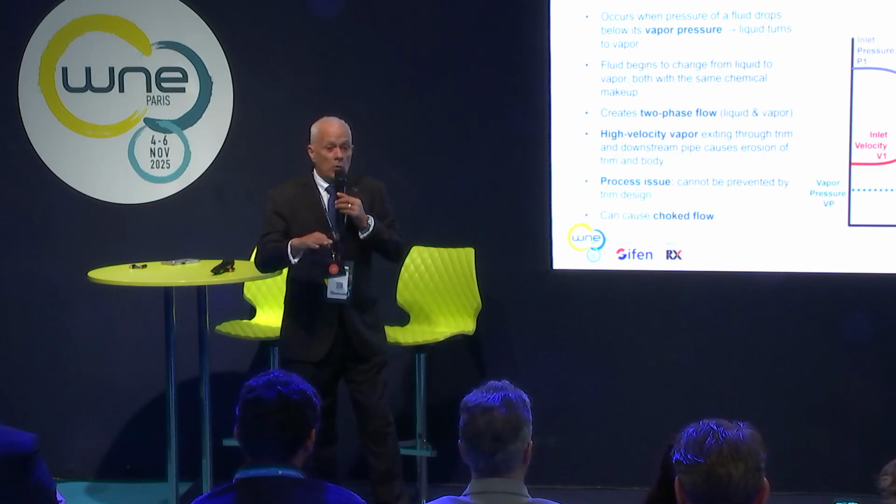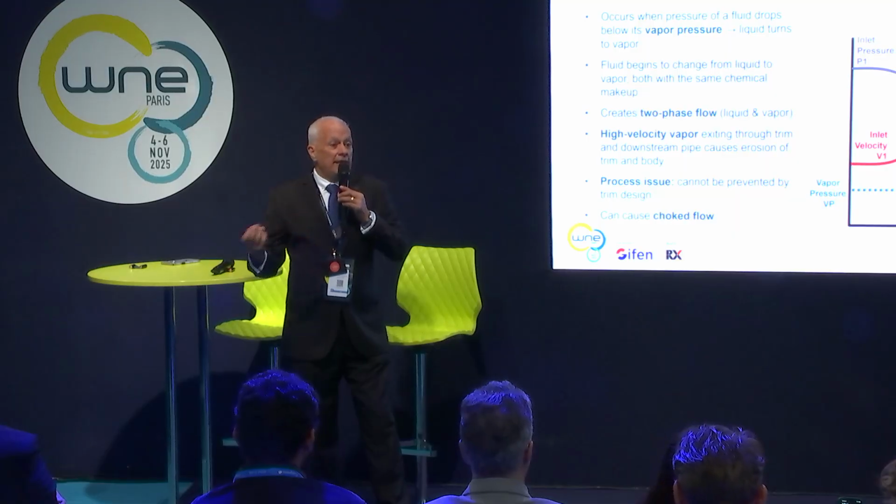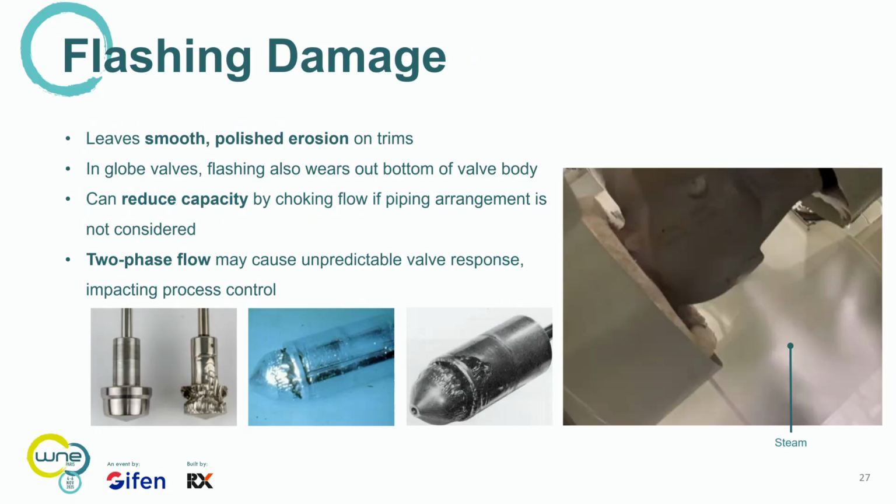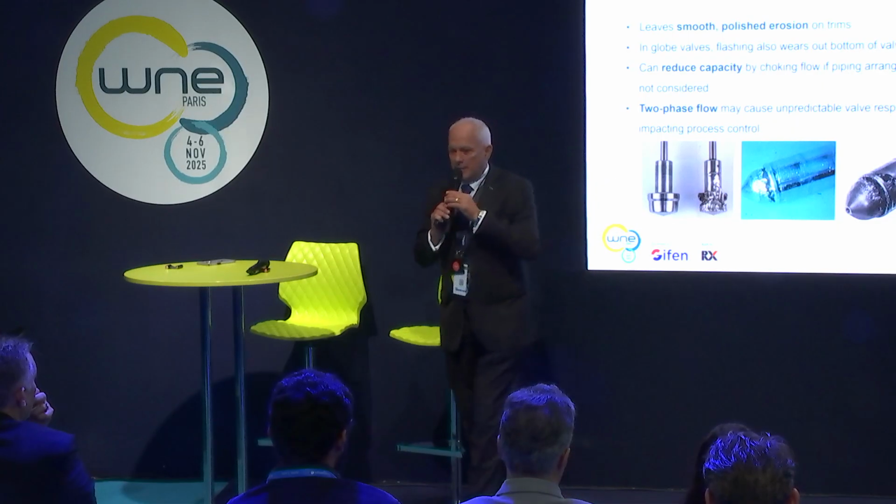So you have a liquid going through, it's flashing off, it then becomes a mixture of steam, or whatever the gas is, and water. Okay? So flashing damage is just the opposite of cavitation damage. Flashing damage leaves smooth surfaces, typically, but it's very erosive. As that two-phase flow flashes, it is just cutting away the trim versus pitting it, as in the cavitation example that I showed.